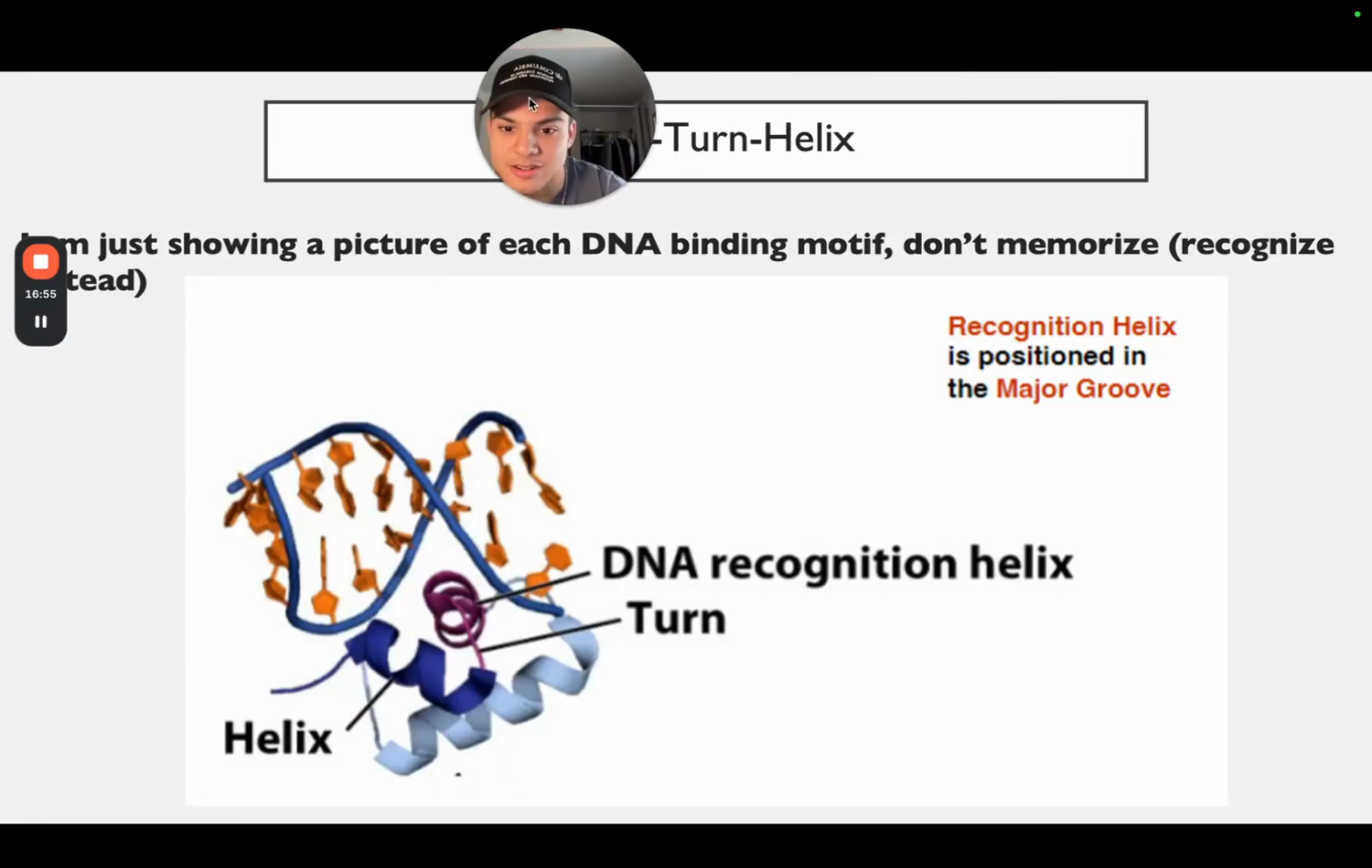Now this is the helix turn helix again. So you see helix, then you see the turn, and then you see another helix here. And there is a DNA recognition helix that allows you to bind to the major groove. Again, those bases are exposed, and that allows for the DNA-protein interactions.